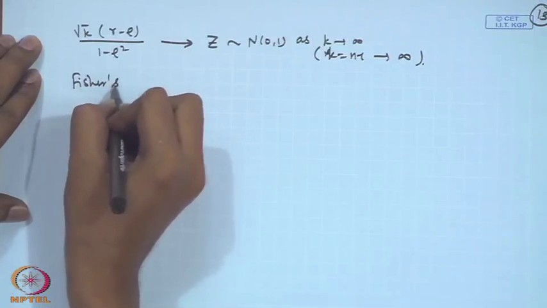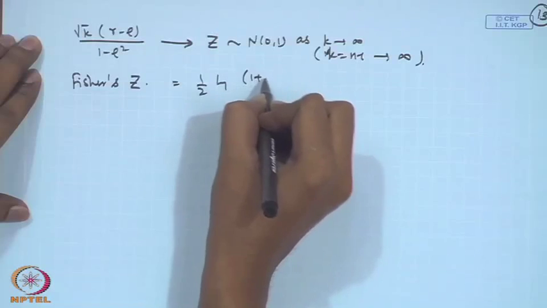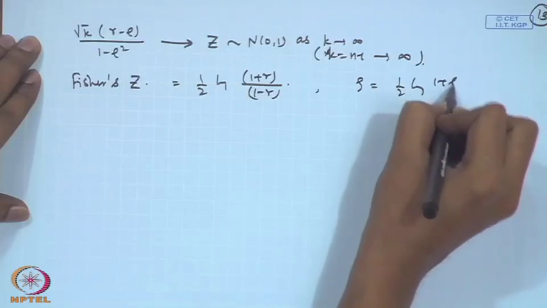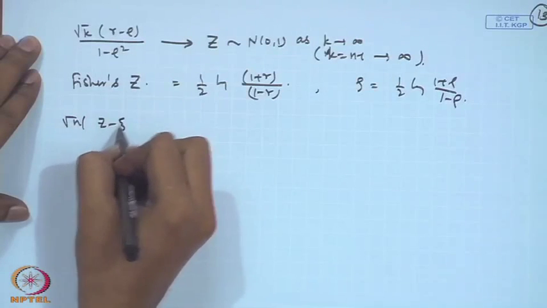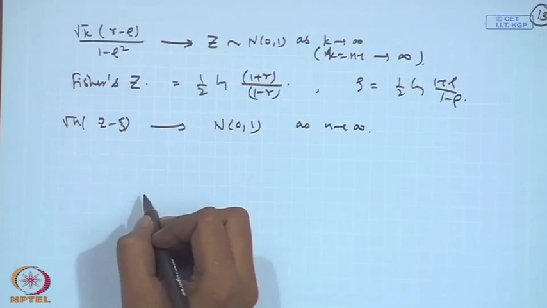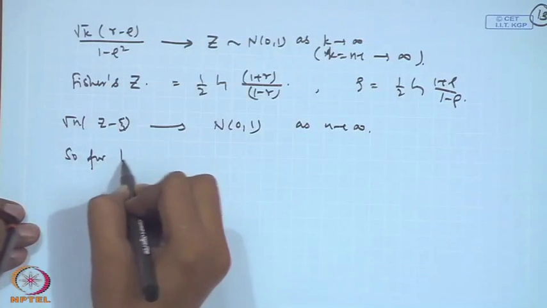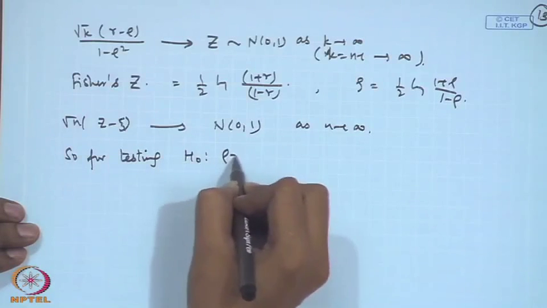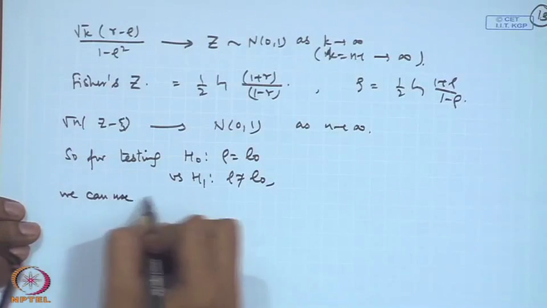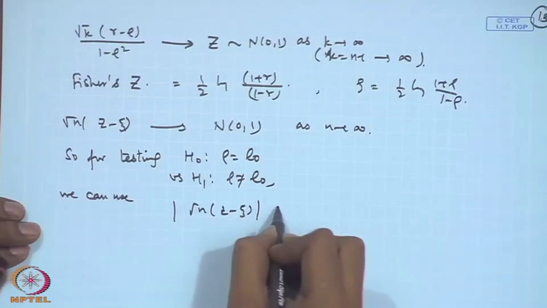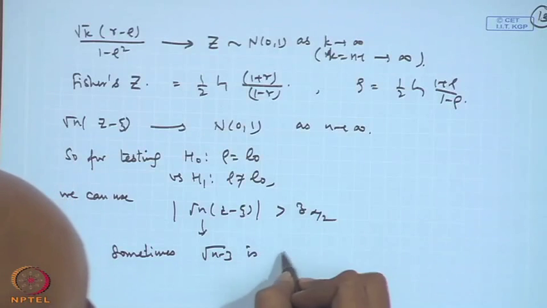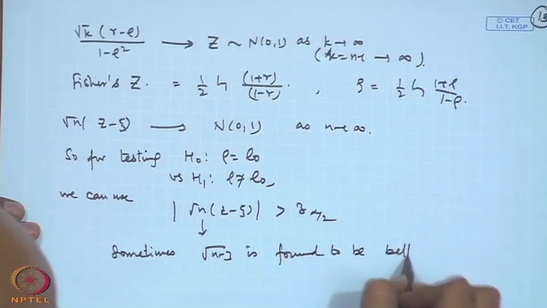And we also define Fisher's z, that is half log (1 plus r) divided by (1 minus r). And if I consider xi equal to half log (1 plus rho) by (1 minus rho), then square root n (z minus xi) also converges to normal 0 1 as n tends to infinity. So, for testing H naught: rho is equal to rho naught against H 1: rho is not equal to rho naught, we can use root n |z minus xi| greater than z alpha by 2. Sometimes root n minus 3 is found to be a better approximation.